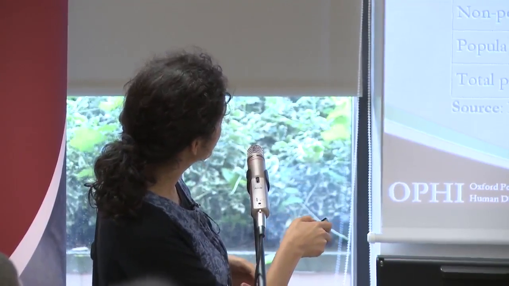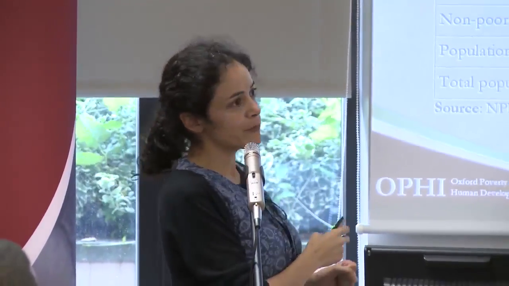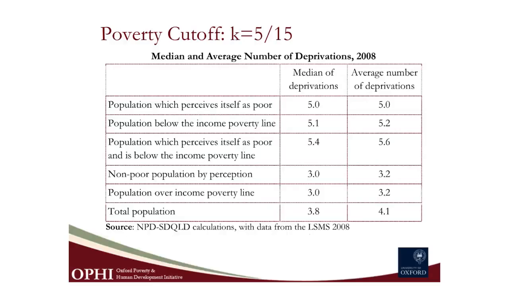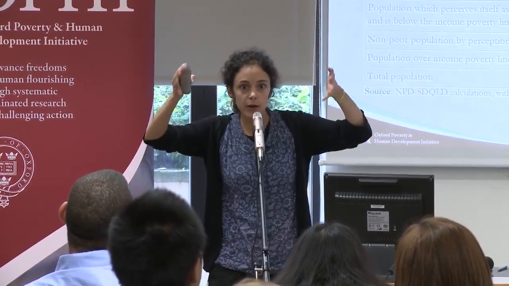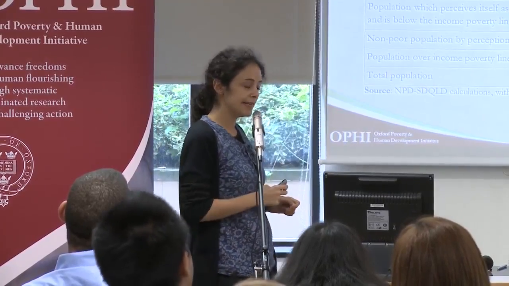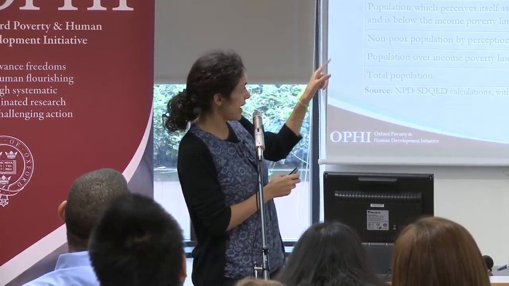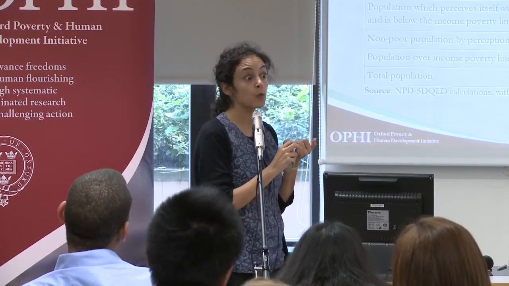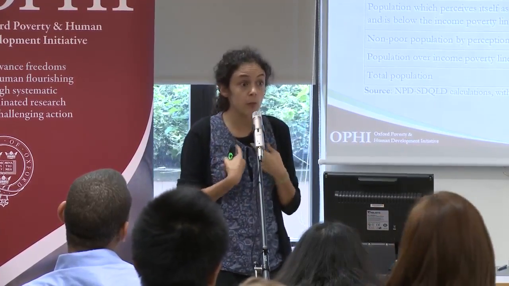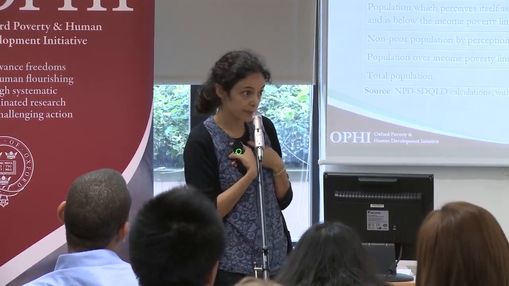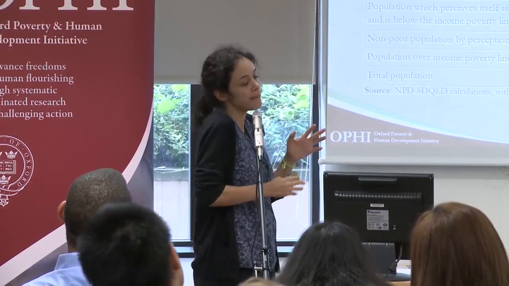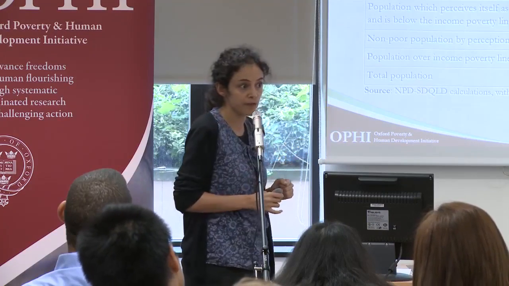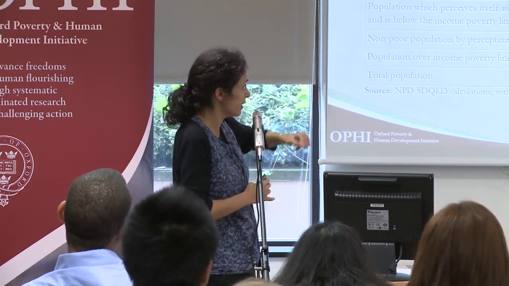Poverty cutoff. In terms of the poverty cutoff, they did some statistical analysis to eliminate the extreme cutoffs. But then they had a range, and how do you choose in the range? So what they did, they compared the median and average deprivation of the people who perceive themselves as poor. For the population that perceives themselves as poor, the median of deprivations was 5, and the average was also 5 actually.